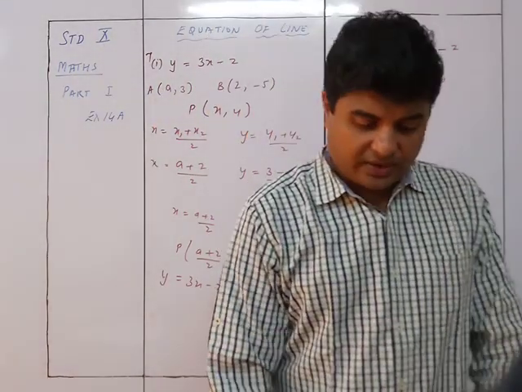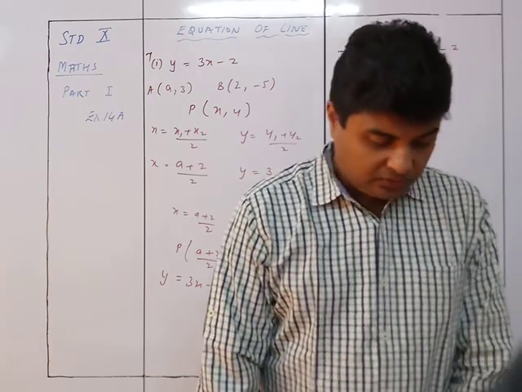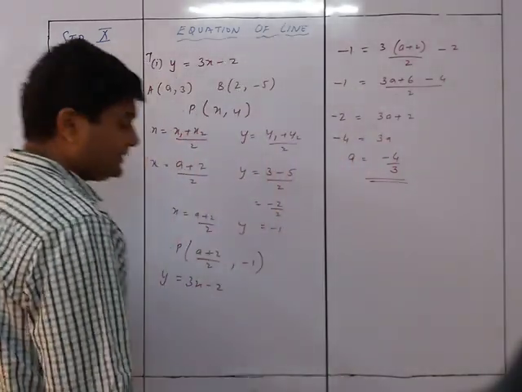Did you understand this? Okay. Are you clear with this? It's minus 4 upon 3. We move on to sum number 8.